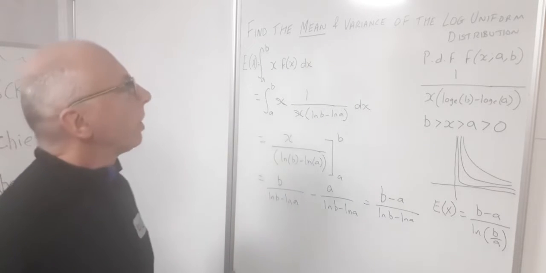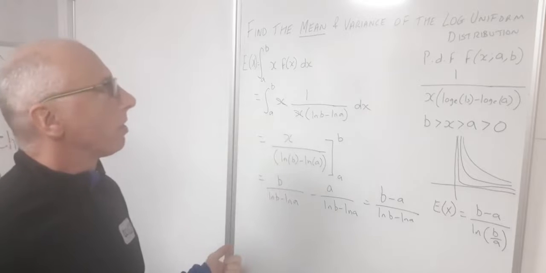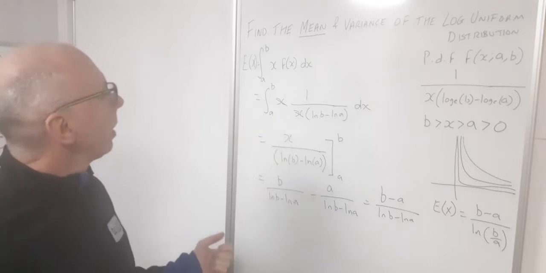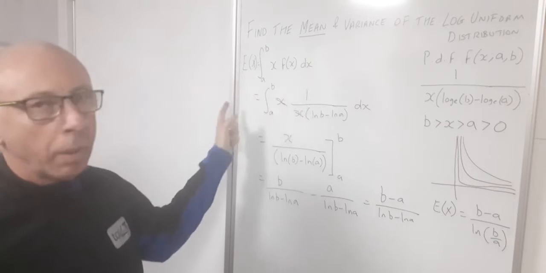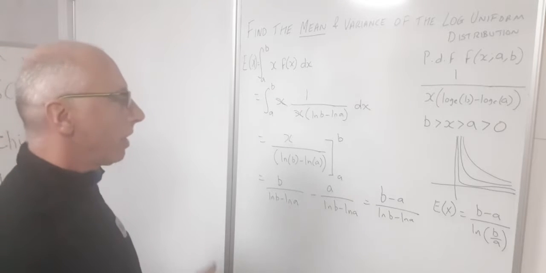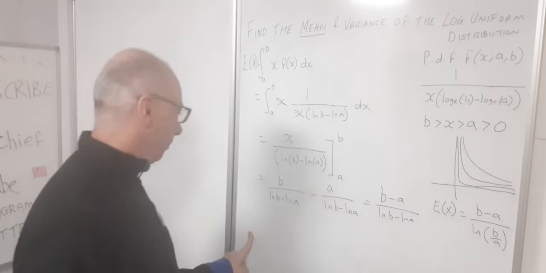Okay, so next we're going to need to go on to find the variance. Now the variance has a similar formula to this, but we're going to need it in two parts. I'm going to go through that in a minute. Let's clear the board and let's get on with that.